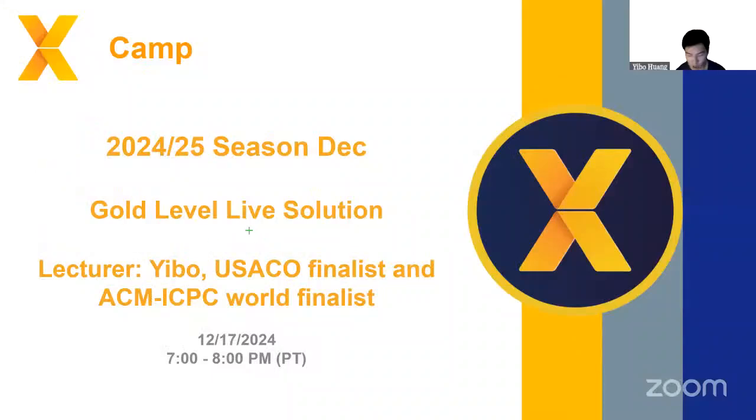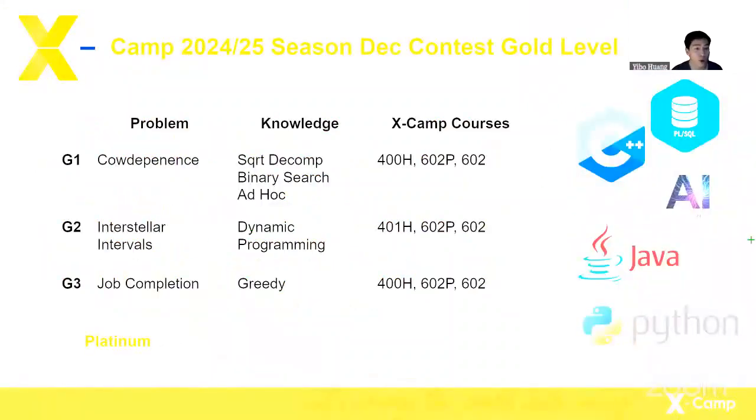For our three goal problems, we had cow dependence, interstellar intervals, and job completion. The knowledge required for the first problem is square root decomp, binary search, and/or ad hoc. For our second problem, we have a relatively standard dynamic programming problem with some optimizations needed. And for the third problem, we had a greedy. Now, the XCAM courses that covered all this knowledge are going to be 400, 401, 602P, and 602.